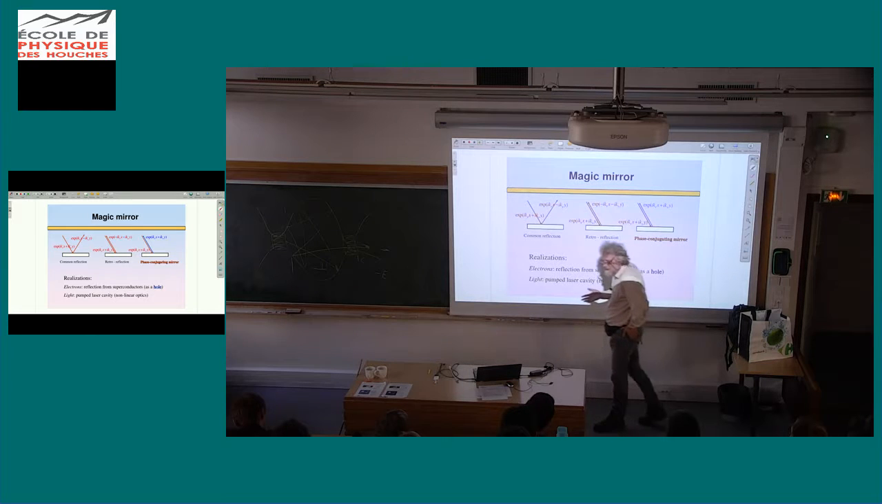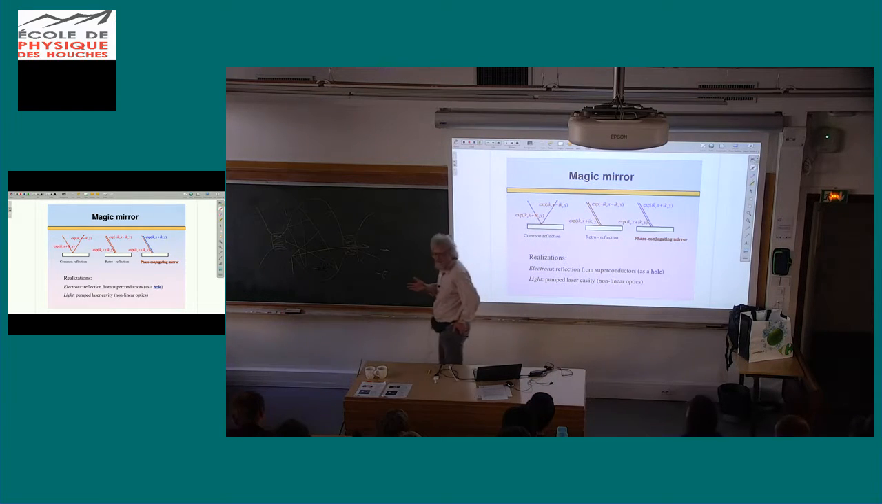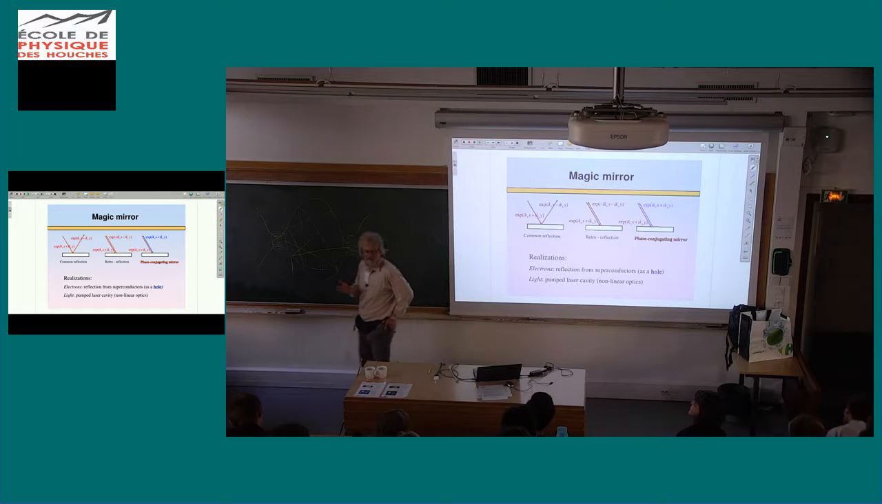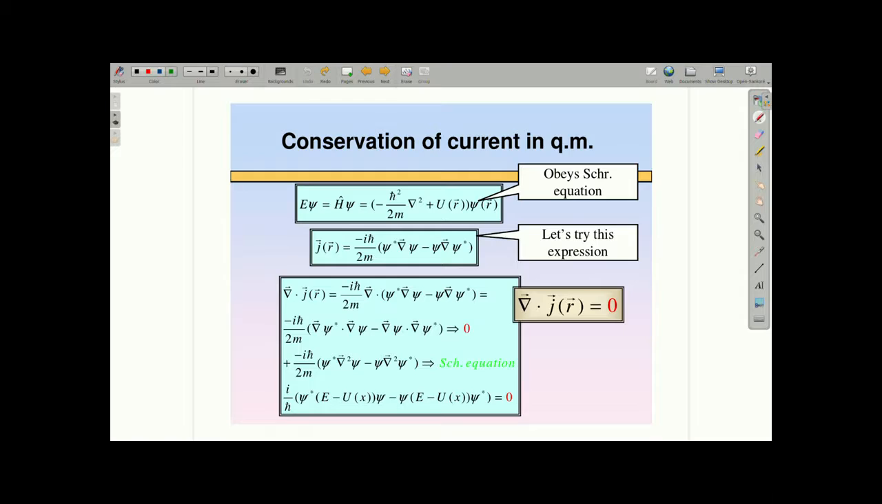The price to pay is to have a two component wave function, which consists of electrons and holes. Without this, one cannot realize this phase conjugated mirror.